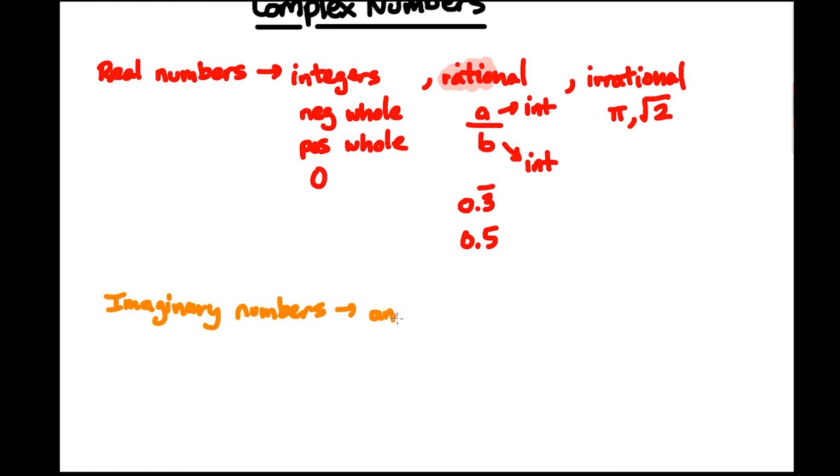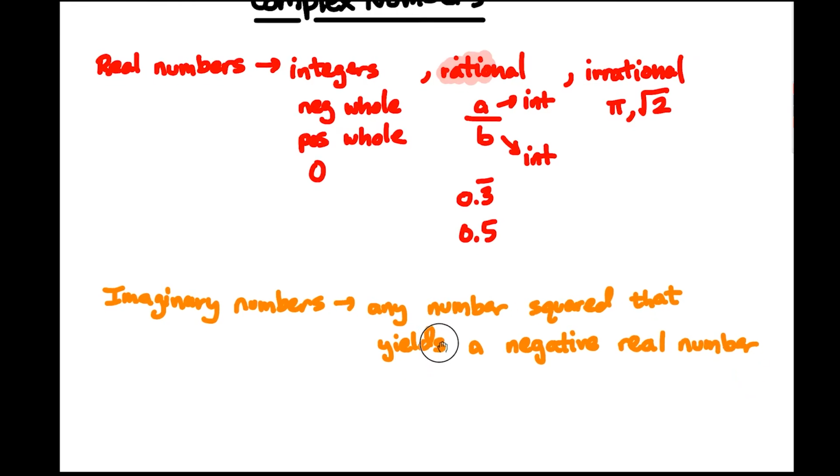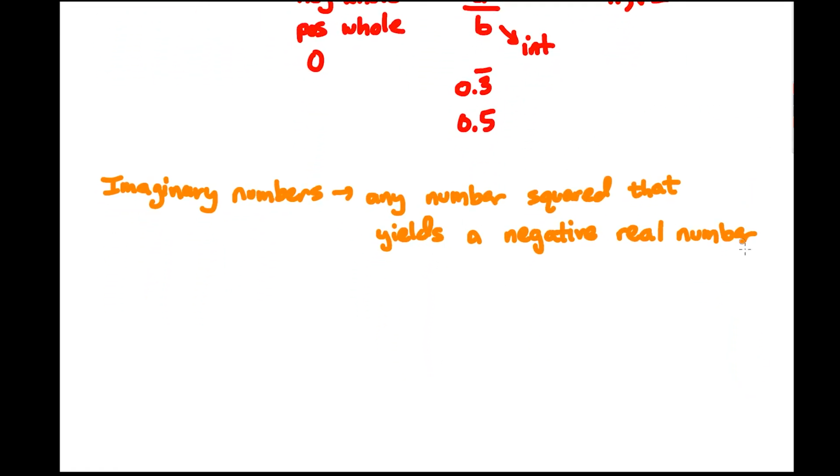So I'm going to write any number squared that yields or produces a negative number. Okay, and I should say a negative real number. Okay, now that is kind of weird to think about, so let's kind of break this down a little bit. Any number squared that yields a negative real number.